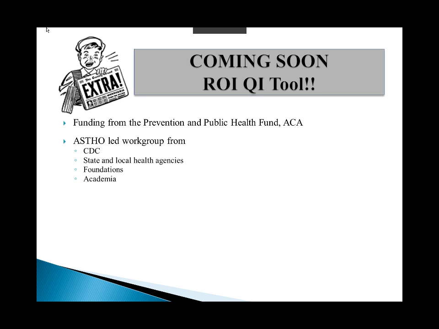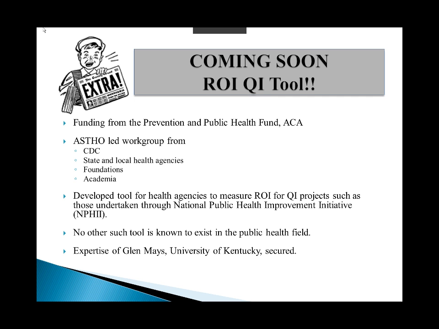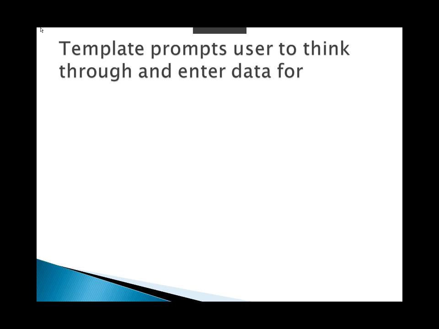We developed a tool for health agencies to measure ROI for QI initiative projects, such as those being undertaken through the National Public Health Improvement Initiative, or NPHII, through which this tool was funded. And this is probably an overstatement. I think there are tools out there, but this tool is really groundbreaking in its approach, we feel. And again, we pulled on the expertise of Glen, University of Kentucky, to help us with this effort. So currently this tool is being beta tested by several members of the work group, including some of those you'll hear from later in this presentation.